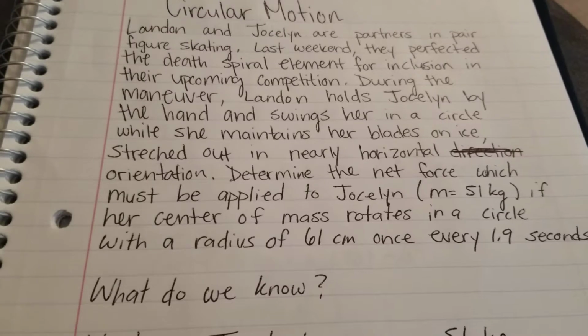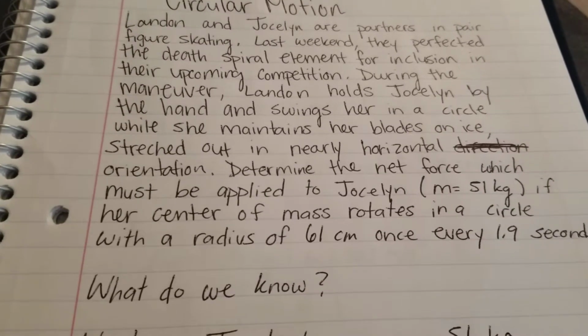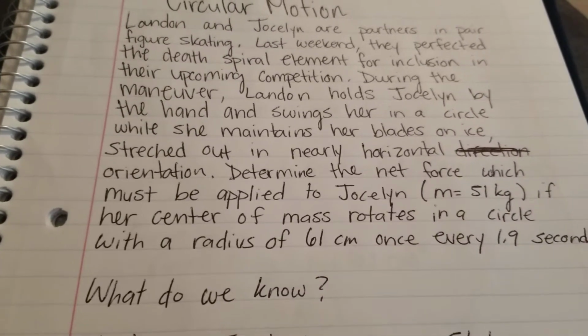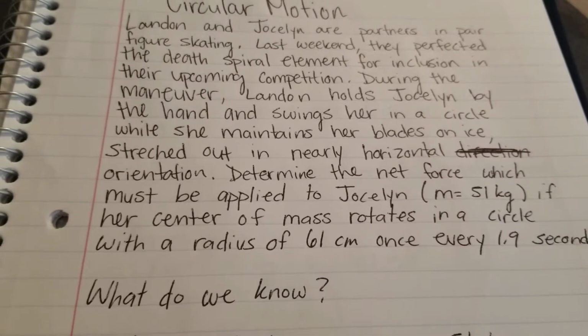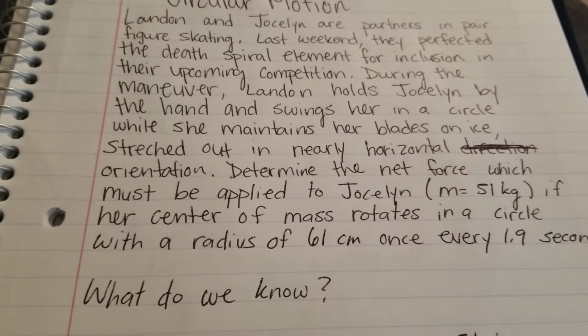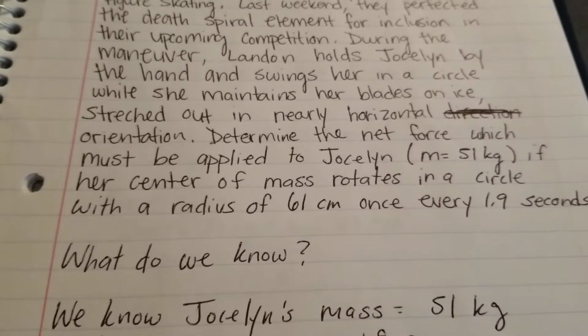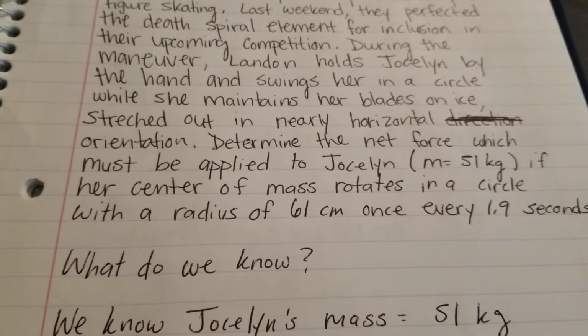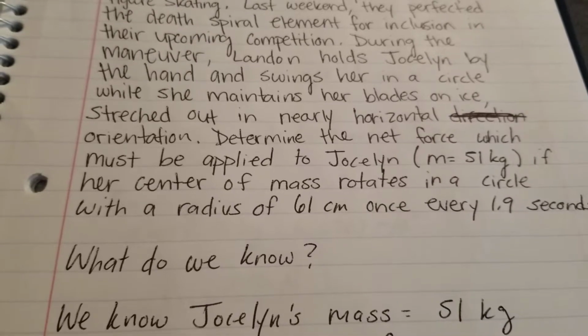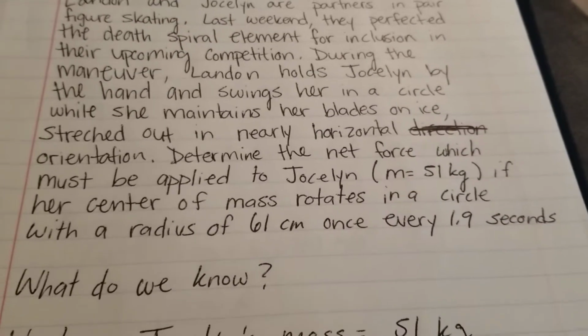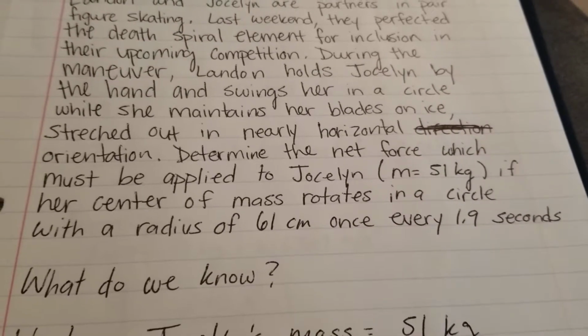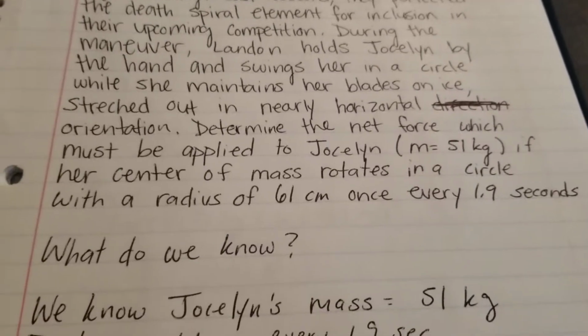During the maneuver, Landon holds Jocelyn by the hand and swings her in a circle while she maintains her blades on ice, stretched out in a nearly horizontal orientation. We're asked to determine the net force which must be applied to Jocelyn. Her center of mass rotates in a circle with a radius of 61 centimeters once every 1.9 seconds.